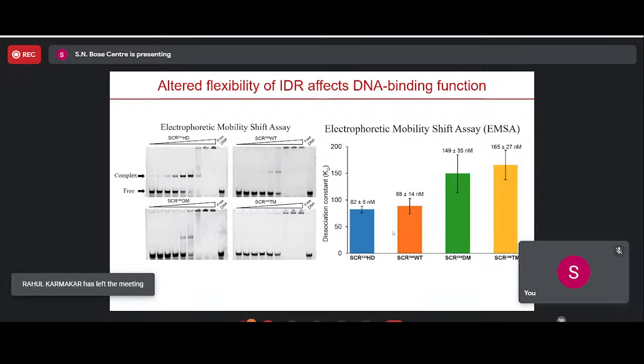So she measured the KD of the wild type protein and the two mutants, right? And it turns out that the mutants actually become weaker in binding. Even though these mutations that we have introduced are quite far, almost 10 or 15 residues, from the DNA binding site, the DNA binding affinity becomes weaker, or the KD increases. Right?